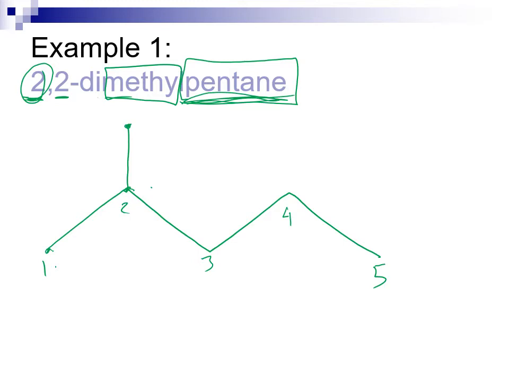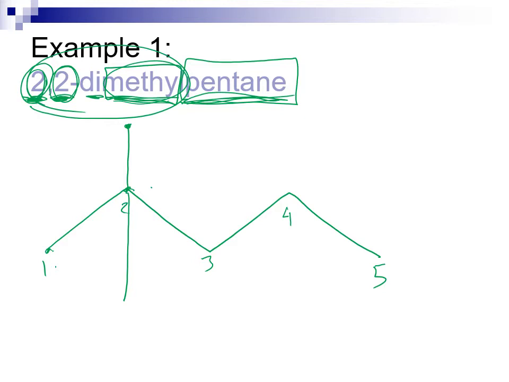So a bond will be connecting that carbon to the parent chain. It is on the second carbon, and it is a methyl branch. There's also another thing on the second carbon that is, as it says dimethyl, also a methyl branch. So essentially on the second carbon, there are 2 methyl branches. That's what this is saying.